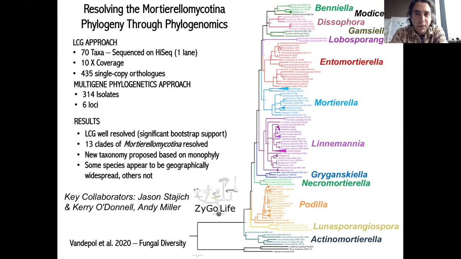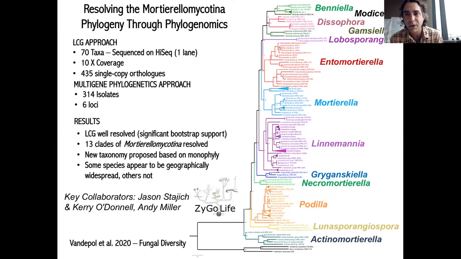So the first PhD student in my lab, Natalie Vandepol, recently published this work, which used a combination of phylogenomics and multi-gene phylogenetics to try to resolve what was known as Mortierella, the genus, which was a polyphyletic genus. And so we used monophyly as a way to try to describe these different genera so we can better ascertain maybe what their ecology is and their distribution.